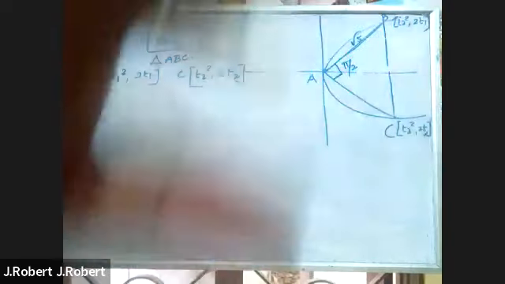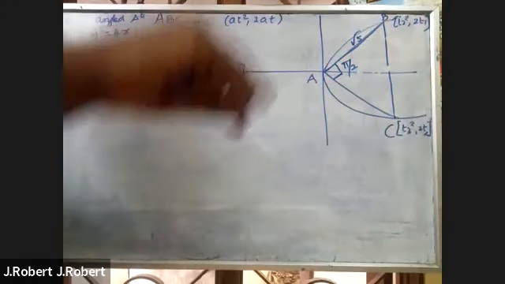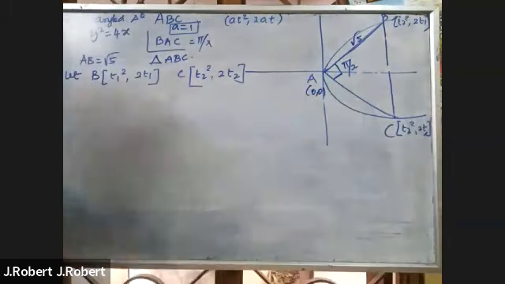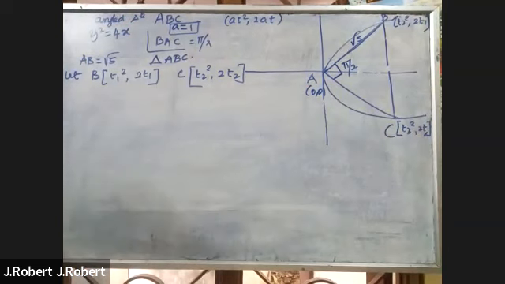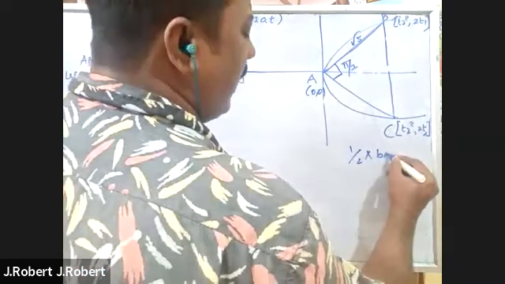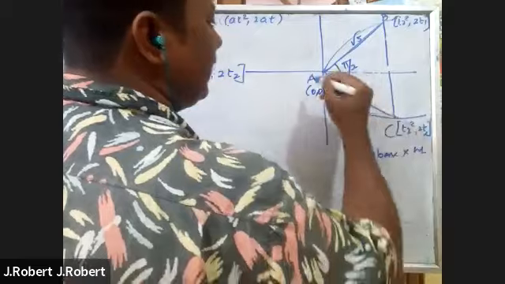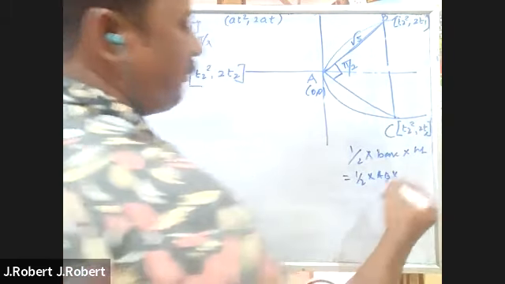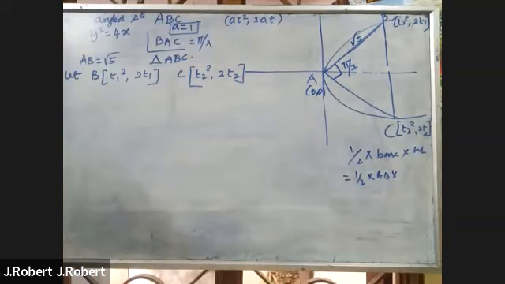0,0. Very good, because it is given that the vertex is A. Therefore, I can say this point is A. My question is, find out the area of the triangle. Area of the triangle means 1 by 2 base into height. That is the formula. Here, your base is AB, and I want to find out your height. Your height is nothing but AC.